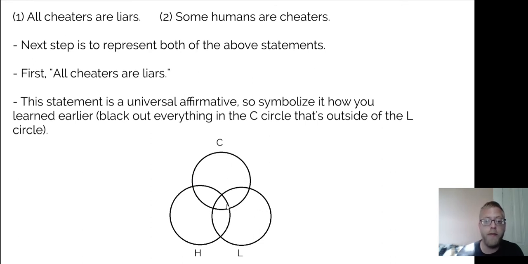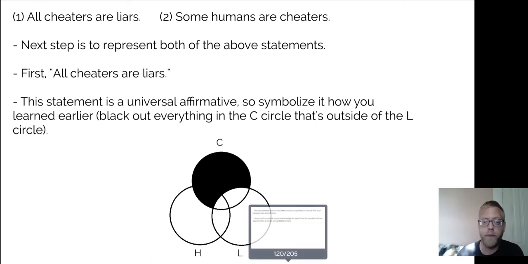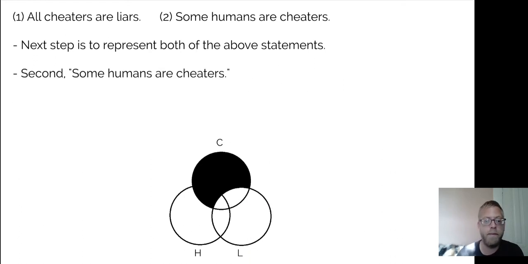So everything in the C circle outside of the L circle needs to be blacked out, like that. If you're a car, you're not anywhere. Sorry, we're not talking about cars anymore, are we? We're talking about cheaters. If you're a cheater, then you don't exist at all outside of this liar circle. If you're a cheater, you must be a liar as well. That's what the statement is saying.